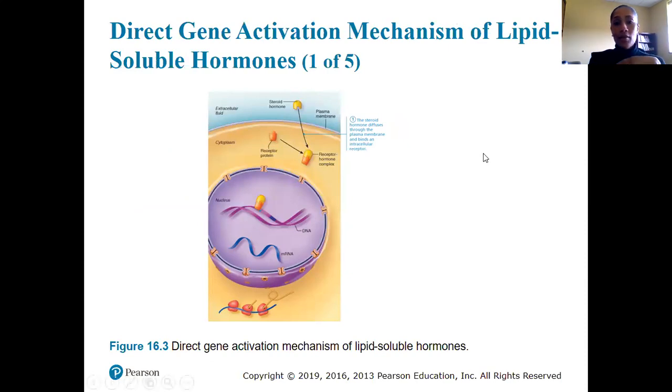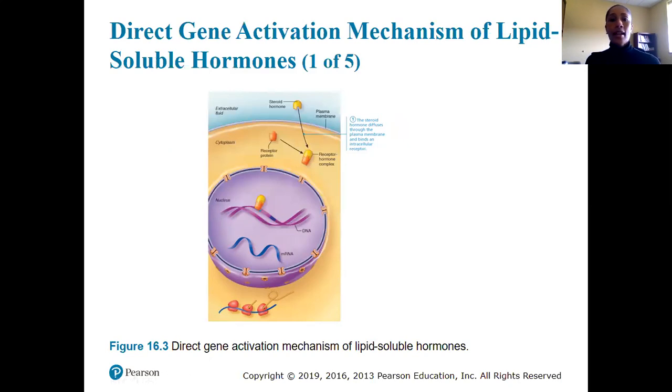Once we make our receptor-hormone complex, that will then diffuse through the nuclear pore of the nucleus and bind directly to DNA so that we can start the process of transcription, copying DNA to make messenger RNA. So here we find transcription occurring. We've made our messenger RNA. Now our messenger RNA will exit through the nuclear pore into the cytoplasm so that we can conduct translation and form a protein.